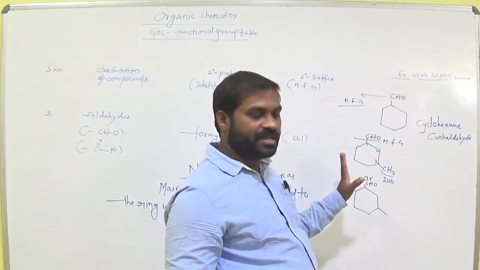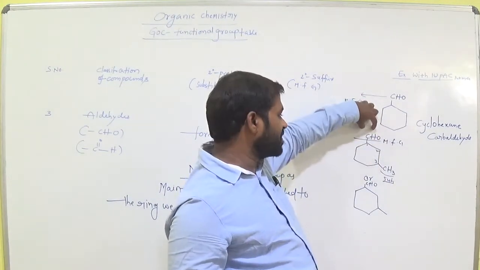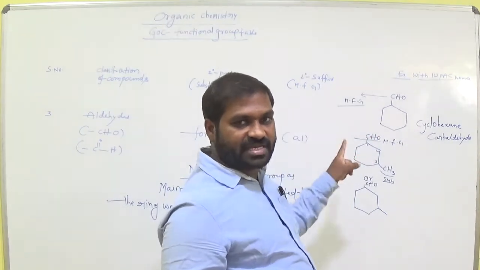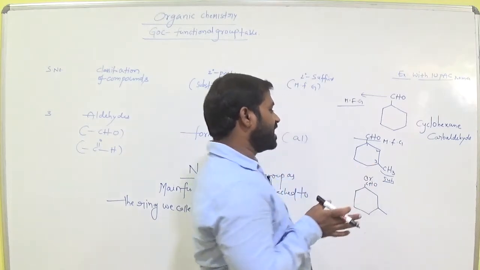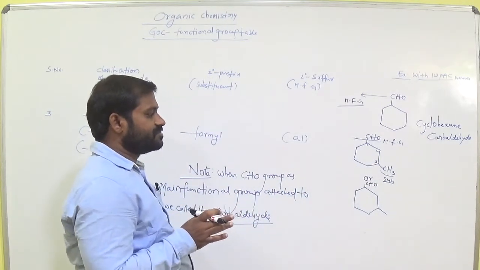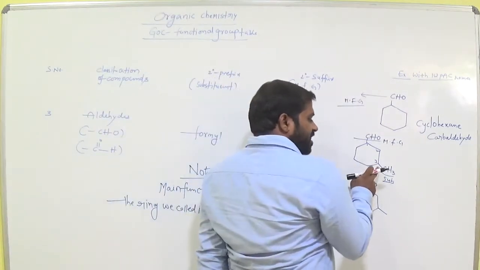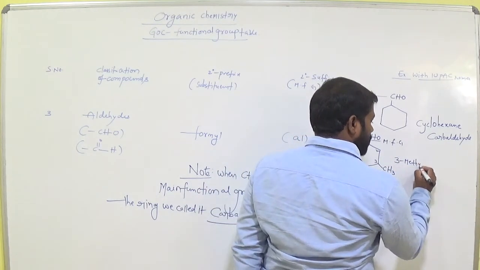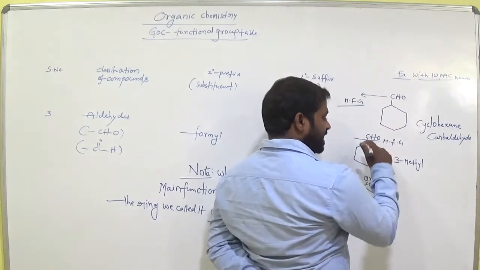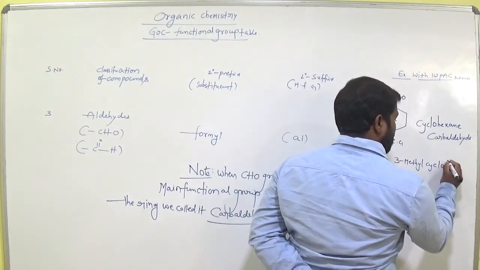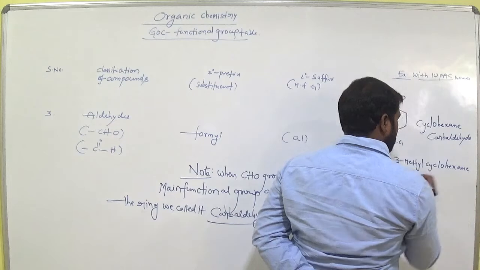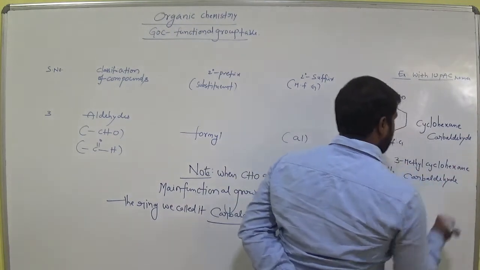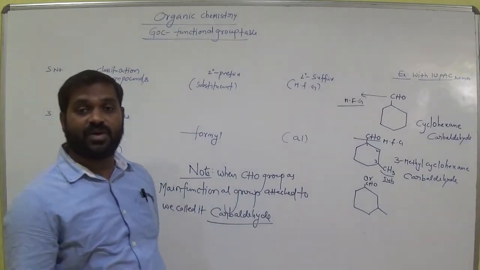Is it clear, student? The main functional group is attached at this carbon, so this carbon gets numbering 1. We start the numbering with that carbon: 1, 2, 3. Now is it cyclic or not? Cyclic. The substituent is present at the third carbon, so 3-methyl. In the cyclic compound, how to write: 3-methyl cyclohexane carbaldehyde. Clear? Remember this.